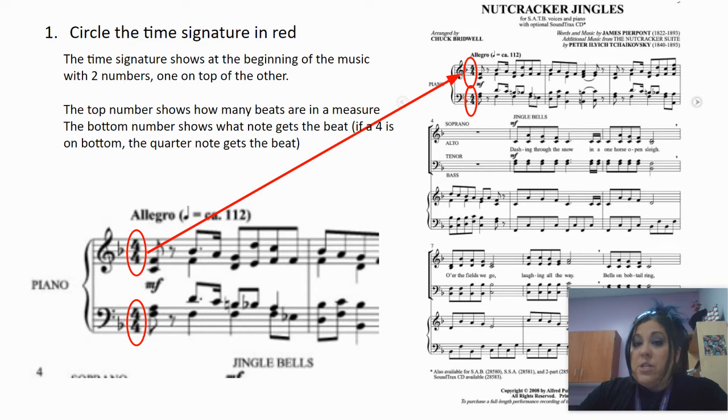So, for example, if there was a 3-4, there would be 3 beats in a measure. Now, the time signature can change sometimes in the middle of music. So if we ever have a piece where the time signature is changing, I will show that to you. But just know right now, it's at the beginning of the music. There's two numbers, one on top of the other. The top number being the most important, telling you how many beats are in a measure. So on that note, we know that there's 4 beats in a measure in this song.